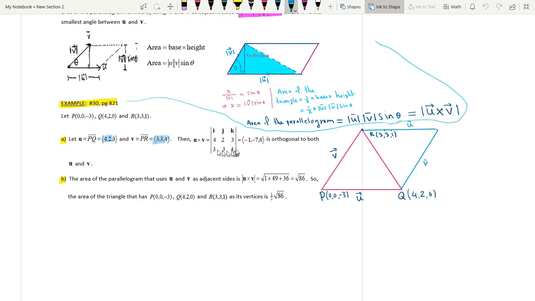Now u cross v would be (-1, -7, 6), and if you take its modulus, the modulus of u cross v would be square root of (-1) squared plus (-7) squared plus 6 squared, which is square root of 86, and this is the area of the parallelogram. And we need to find the area of the triangle, and the area of the triangle would be half of the area of the parallelogram. So if you divide this by 2, you will get the area of the triangle.